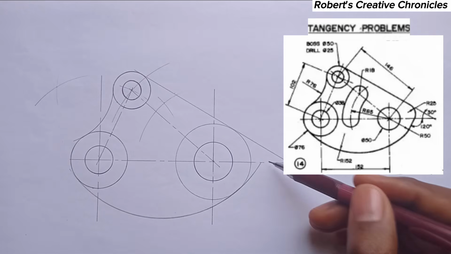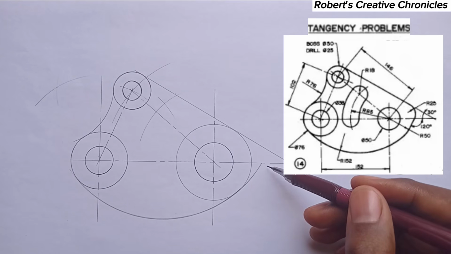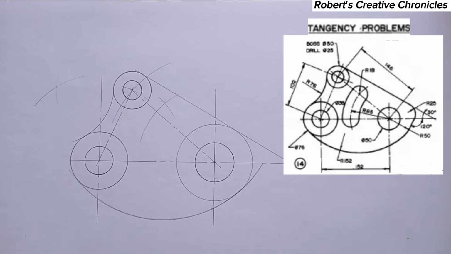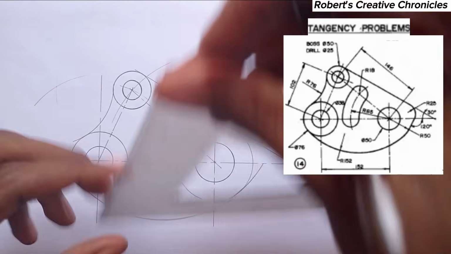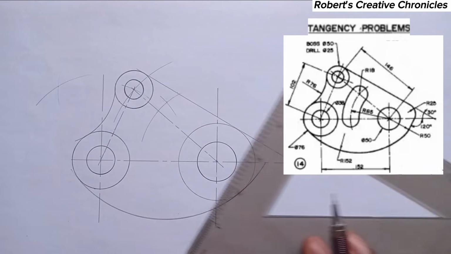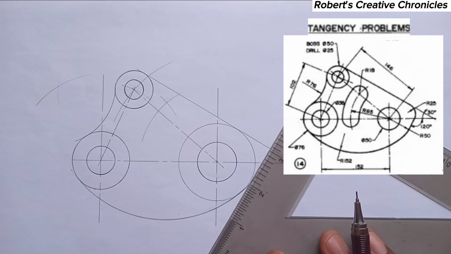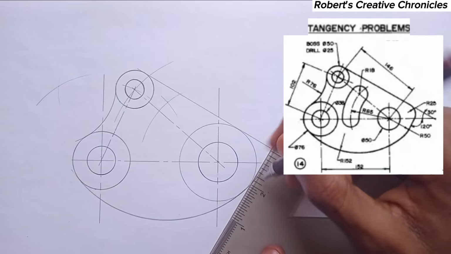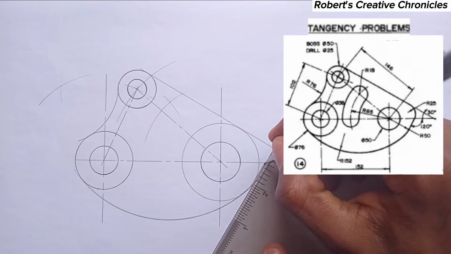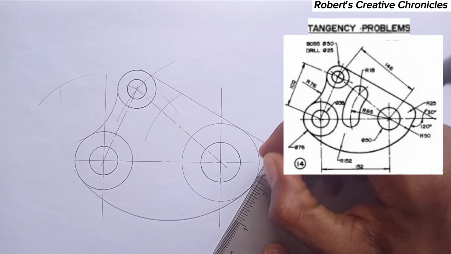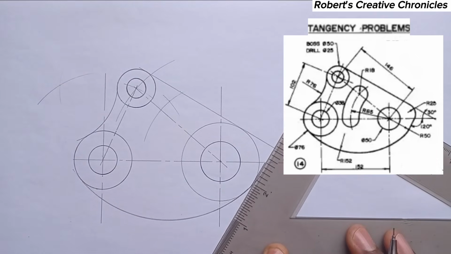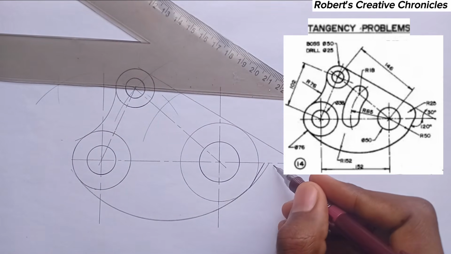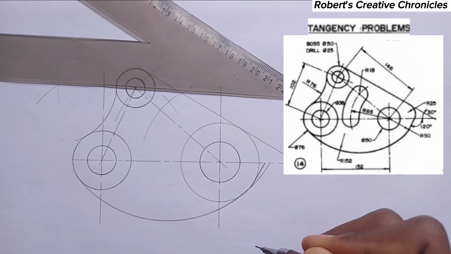So here the angle is 30 degrees. Now the angle here from the diagram is 120 degrees. So to get that 120 degrees, we will take our 60-degree set square. We place it like this. Then we'll join here. So now from here to here will be what? Will be 120.